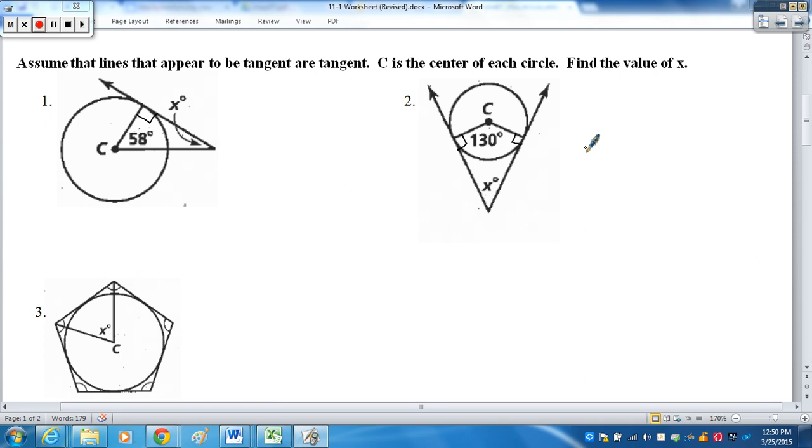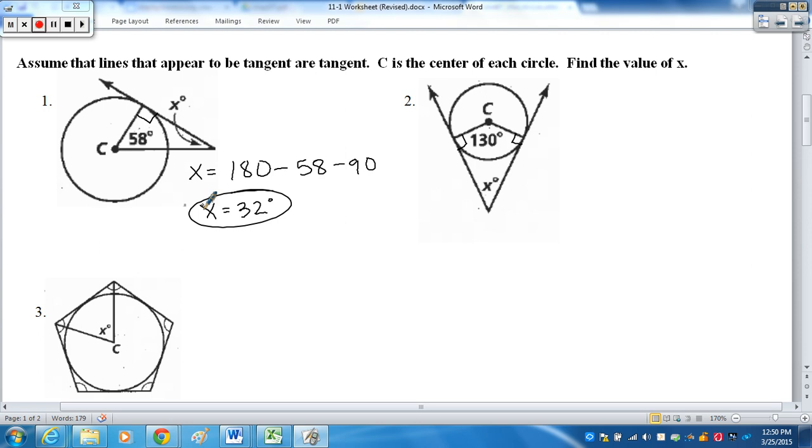Now from there, in order to figure out what x is going to be, you probably already have a good idea: we have a triangle here, and we know 180 degrees is always within a triangle. So if I take 58 and 90 from the 180, you're going to end up with 32 degrees for the value of x.